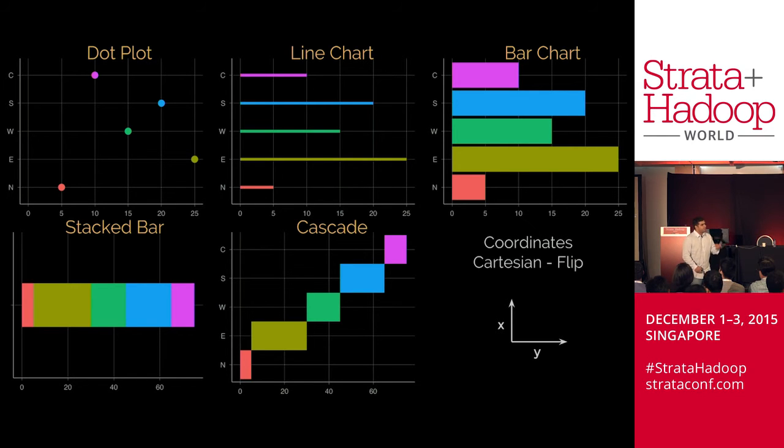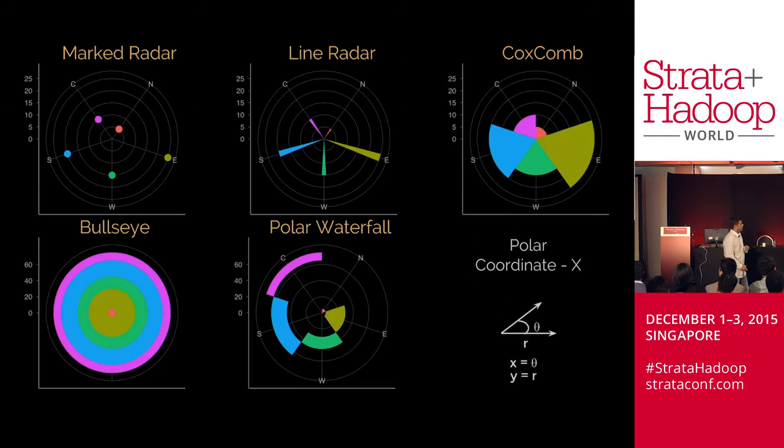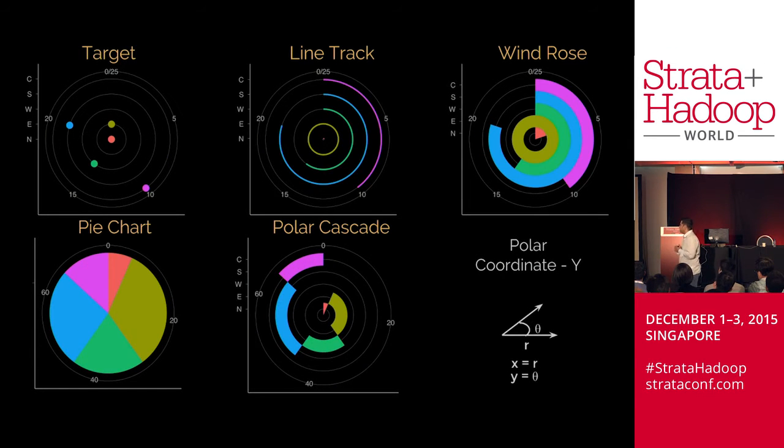I can again choose another coordinate system, which is polar as opposed to Cartesian, and say I map X to angle, Y to R, and I come up with another 5, which are marked radar, line radar, coxcomb, bullseye, and polar waterfall. And some of them don't have names, because we're now in this territory where we are creating unlimited visualizations. So I have taken the liberty to name them what I felt was appropriate, right? I can again cheat, or not really cheat, but flip the coordinate and map X to R and Y to angle, and get 5 more. So I now get a target, line track, windrows, everybody's favorite pie chart, and a polar cascade, right?